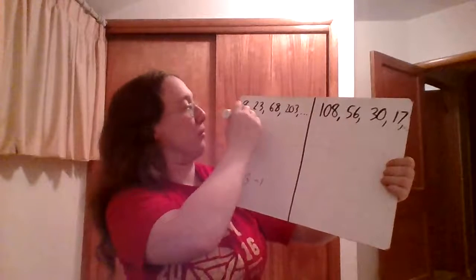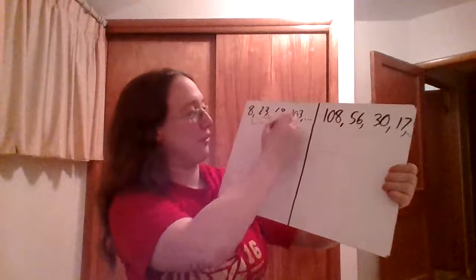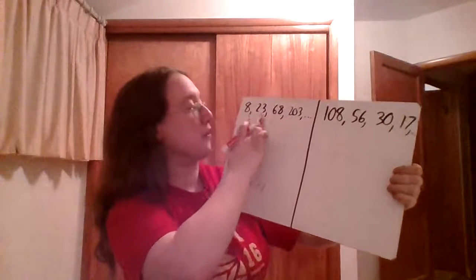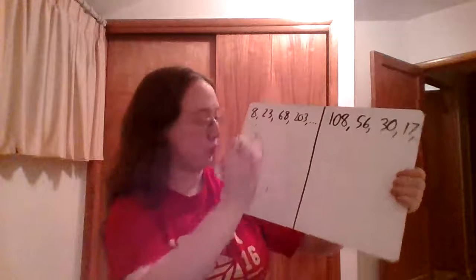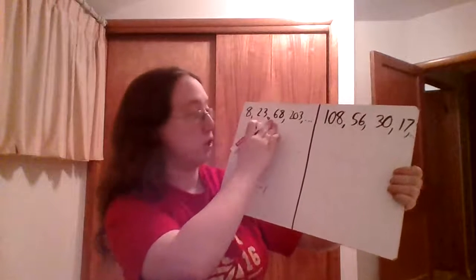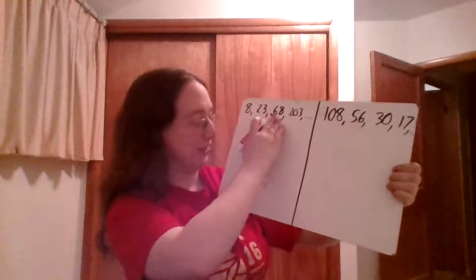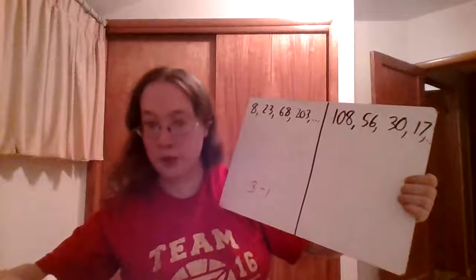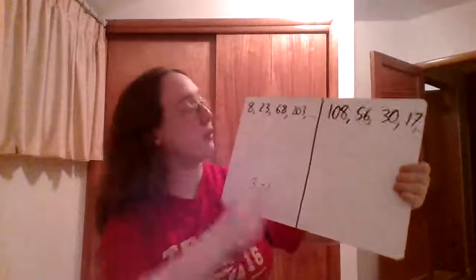Well, yeah, that would work with these two, but not once you get past the first two numbers there. So if we take 23 times 3, that gets you 69, subtract 1, and you've got 68. Looks good so far. If we take 68 times 3, we've got 68 times 3 gives you 204, minus 1 gives you 203. Okay, we found our pattern.